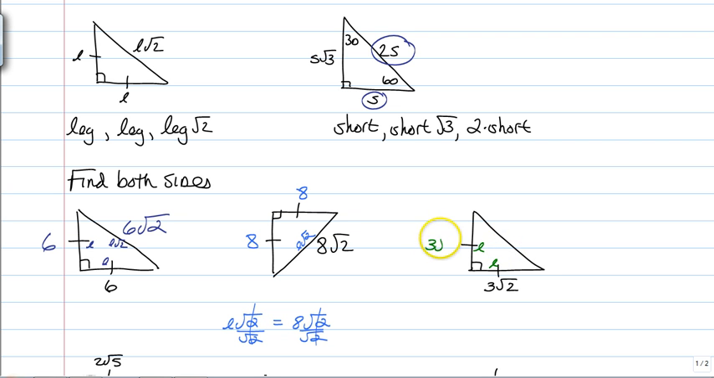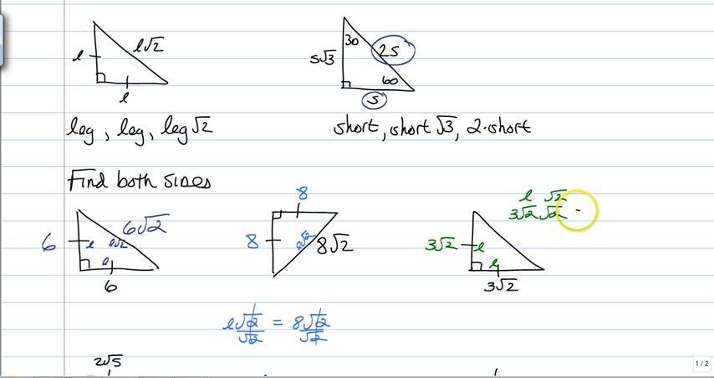L is equal to 3 root 2. But here's something tricky. Don't just say that this is 3 root 2. This is 3 root 2 just for the L. Now the root 2 is still there, so you actually have a little bit of multiplying to do.